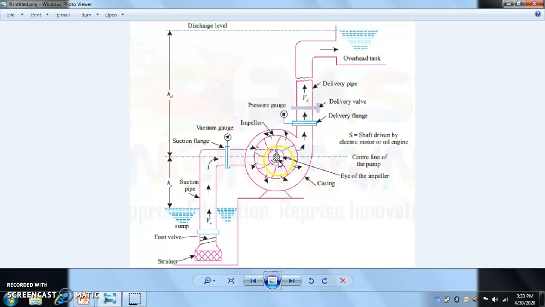This impeller is surrounded by a volute casing. If you notice this casing, in the beginning the area is less, and as we go further the area of this casing goes on increasing, and then this casing is connected to the delivery pipe.